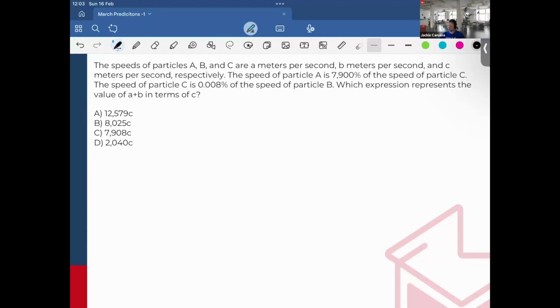Okay, so we have the speeds of particles A, B, and C are A meters per second, B meters per second, and C meters per second, respectively. The speed of particle A is 7,900%, important, of particle C. So A is 79C. The speed of particle C is 0.08 divided by 100 of B. So that'd be 0.00008 B. Which expression represents the value of A plus B in terms of C?